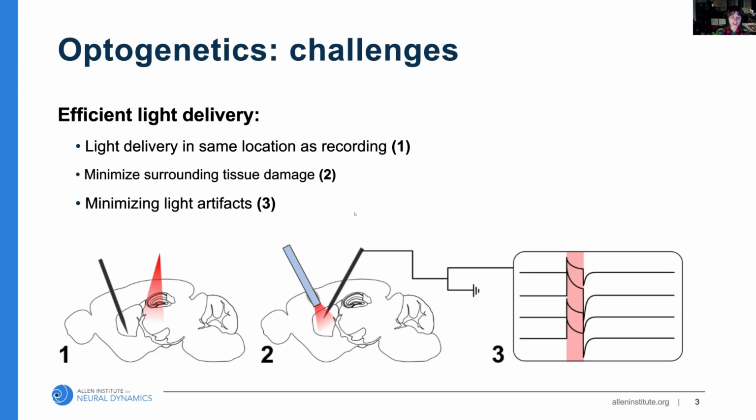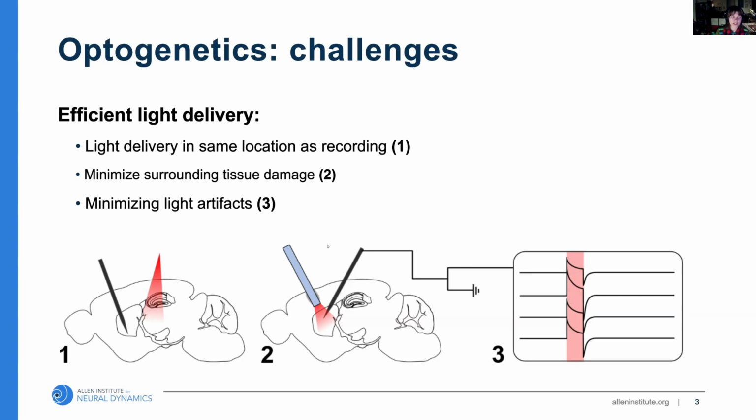light delivery can be an issue for many of these experiments. For instance, the light delivery needs to be in the same location as the recording. So if you're using either an external surface stimulation or fiber implant, if you are not directing the light at the same location that you're recording from, you're not going to see responses. Especially if you're recording from deep subcortical regions, if you're using a fiber to deliver the light, you can cause a lot of tissue damage to surrounding brain areas.